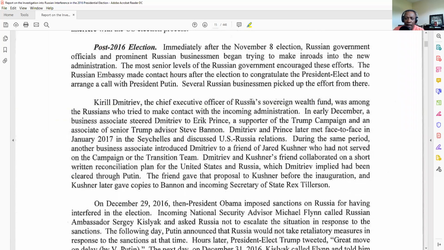Immediately after the November 8 election, Russian government officials and prominent Russian businessmen began trying to make inroads into the new administration. The most senior level of the Russian government encouraged these efforts. The Russian embassy made contact hours after the election to congratulate President-elect and to arrange a call with President Putin. Several Russian businessmen picked up the efforts from there.